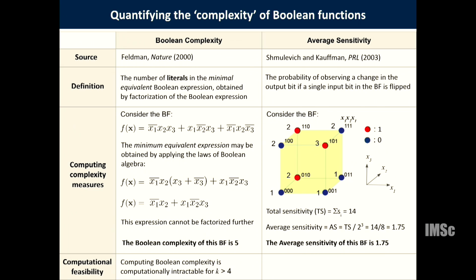So remember, what is it capturing? Essentially, you're trying to see for each vertex, if you flip one of the states, do you go to a different output value? If you don't, then your sensitivity is low. That also means you are robust, because if there is a noise which flips the gene state, then you are unlikely to go away to a different output. So the average sensitivity for this function is 1.75. Is that clear? And computing average sensitivity is straightforward for Boolean functions, unlike this other measure of complexity, Boolean complexity.